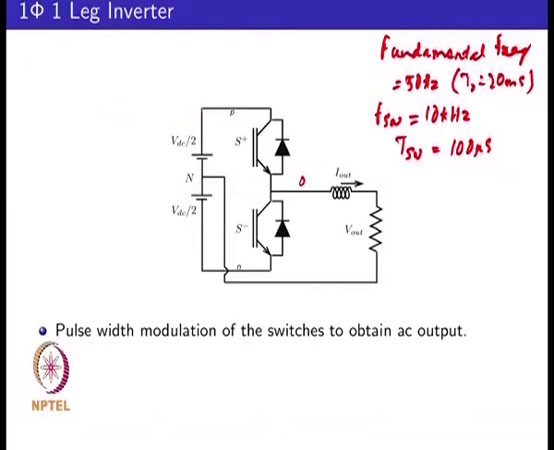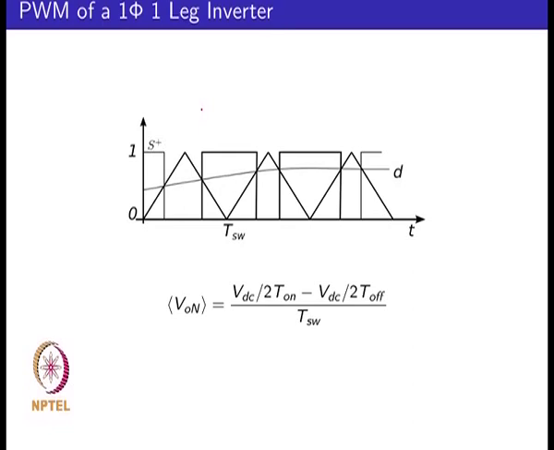Whenever you are doing, say, a sine triangle comparison, we will assume that you have a triangular waveform V tri, and you are comparing that with a duty cycle D. Whenever the duty cycle is larger than the triangle, the switch S plus is considered to be turned on, and when D is below the triangle, we will assume the switch to be off. In this particular case, we will assume that the triangle is between 0 and 1.